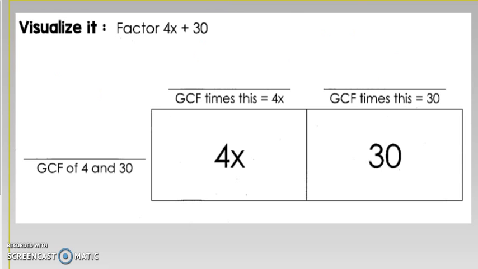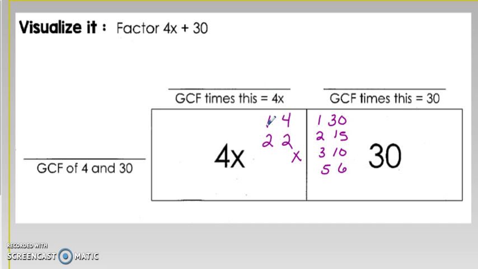So let's visualize it. We want to factor 4x plus 30. So I'm going to take my two terms, my first term and my second term, and I'm going to list them in the boxes. And I'm going to list the factors of 4, since that's the number. So I have 1 times 4 gives me 4, and 2 times 2 gives me 4. Now, I'm just going to put the variable there so I don't forget about it. I'm going to look at 30, and I have 1 times 30 is 30. 2 times 15 is 30. 3 times 10, and 5 times 6. And I don't have any variables, so I don't need to list anything else.